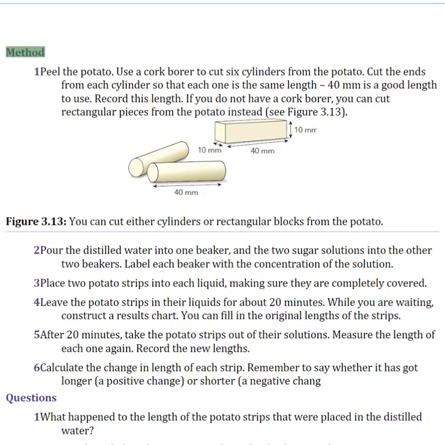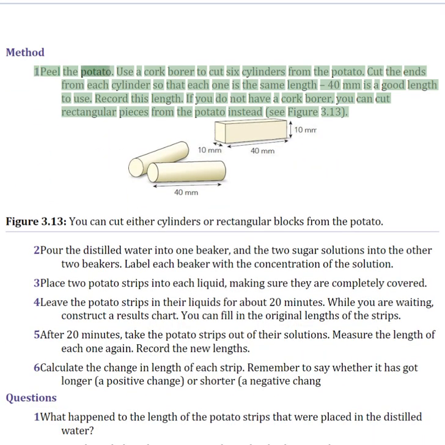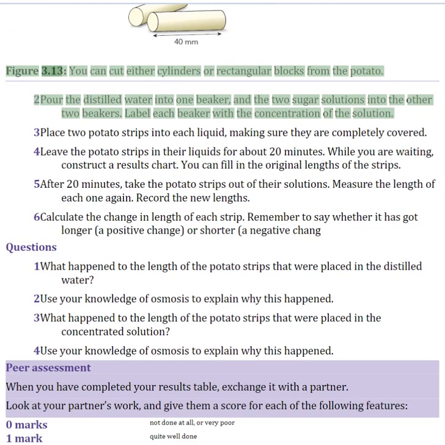Method. 1. Peel the potato. Use a cork borer to cut 6 cylinders from the potato. Cut the ends from each cylinder so that each one is the same length. 40 millimeters is a good length to use. Record this length. If you do not have a cork borer, you can cut rectangular pieces from the potato instead. Figure 3.13. You can cut either cylinders or rectangular blocks from the potato.